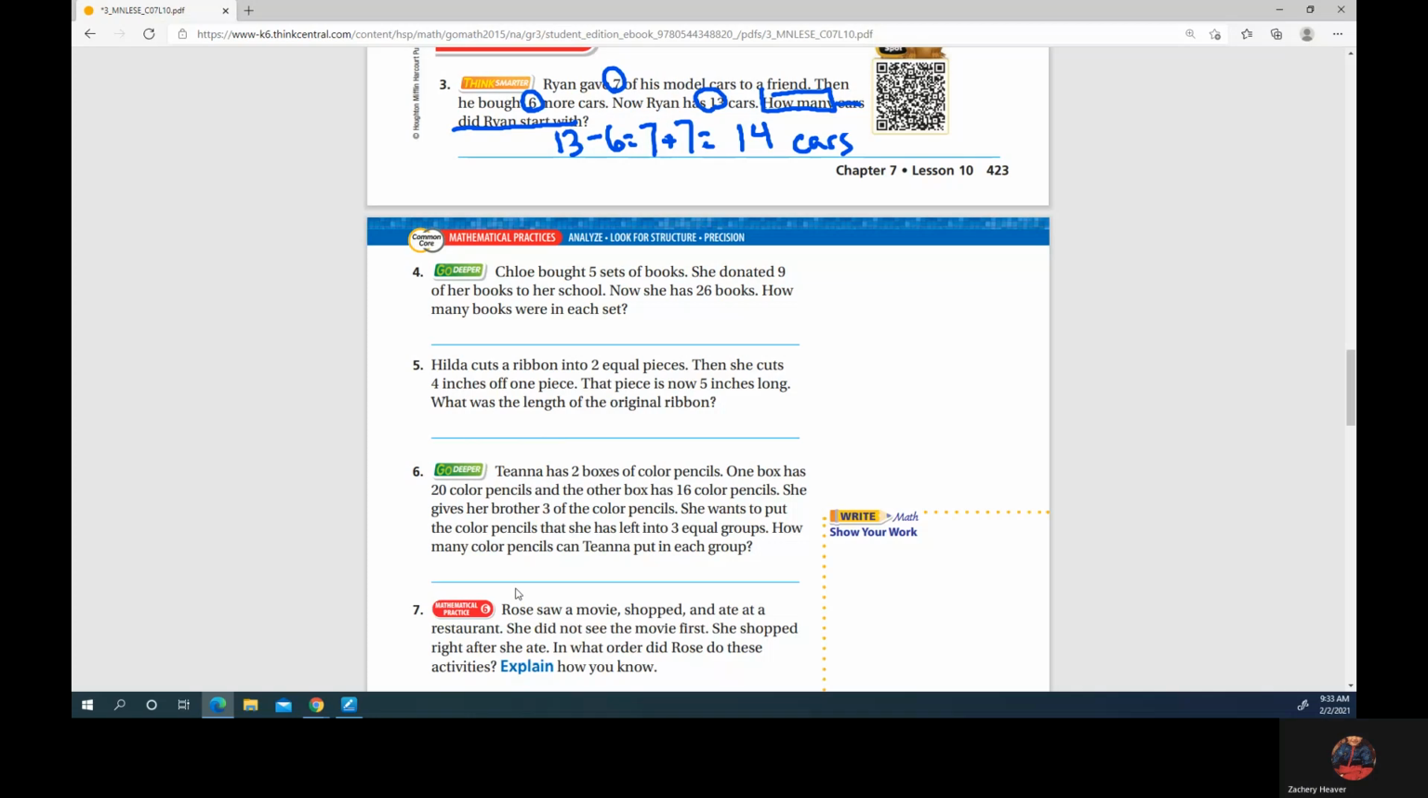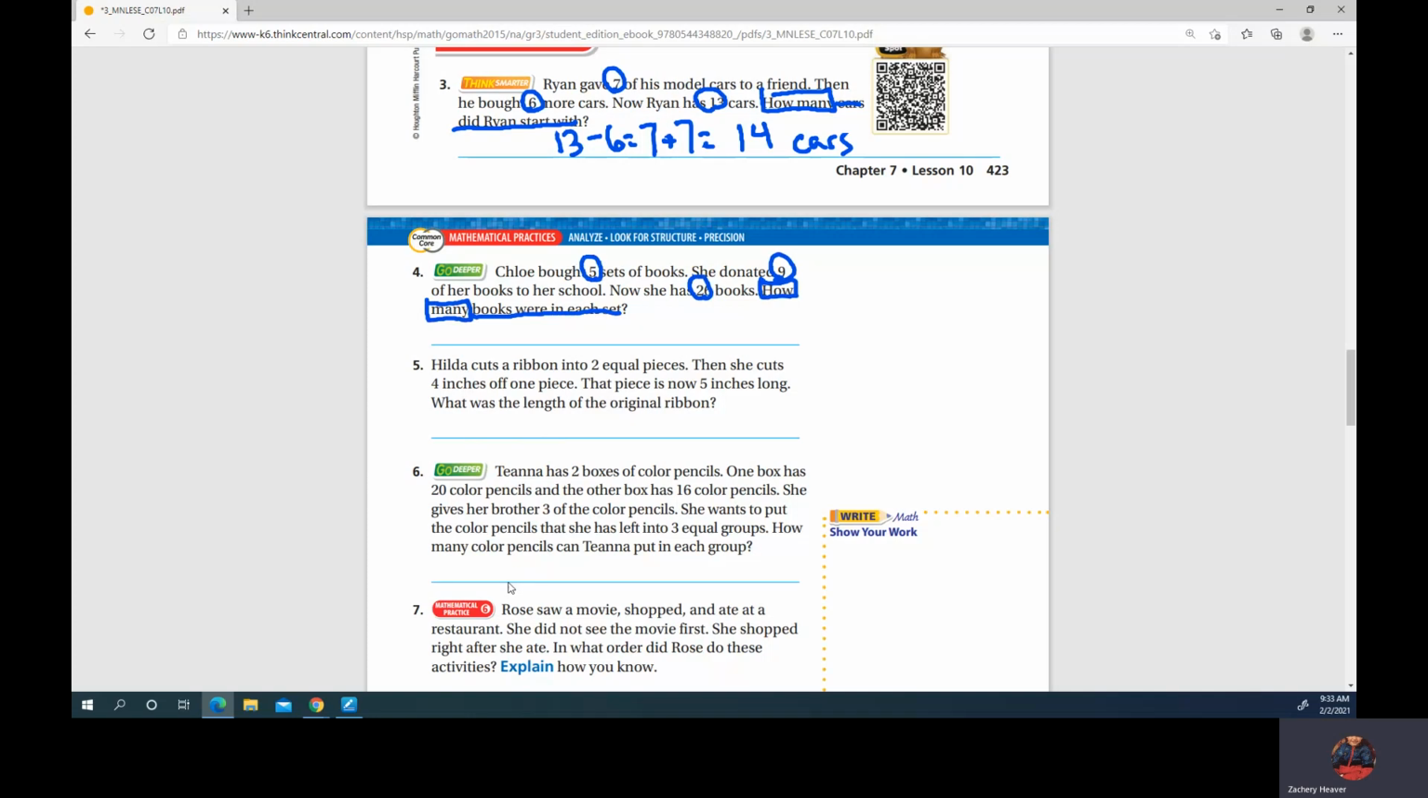So Chloe bought 5 sets of books. She donated 9 of her books to school. Now she has 26 books. How many books were in each set? So we're looking for books in a set, not books total. And you have to really pay attention. We're looking for this. Okay? So she has 5 sets of books and she donated 9 to her school. She now has 26. So before she donated or gave those away, what did she have before?